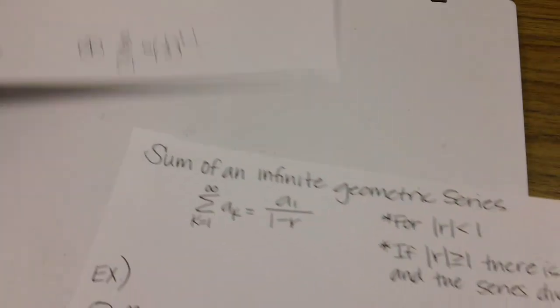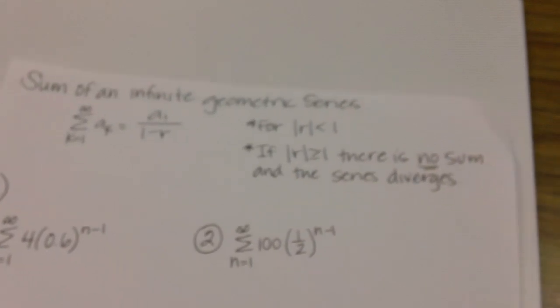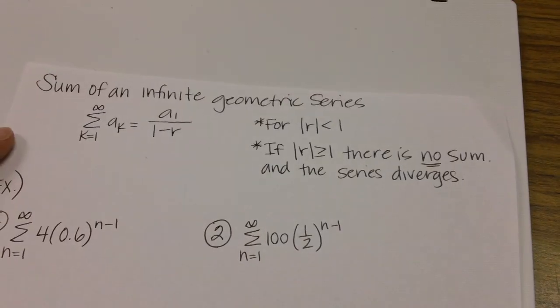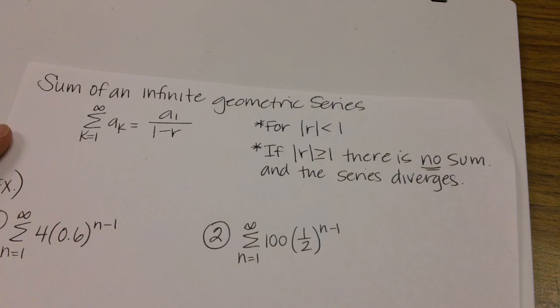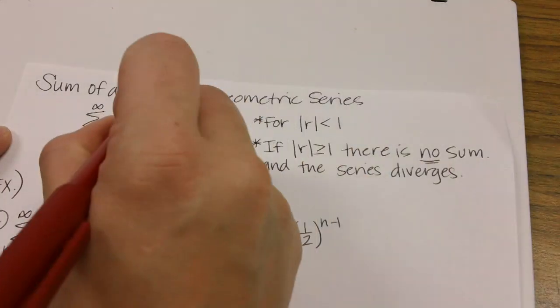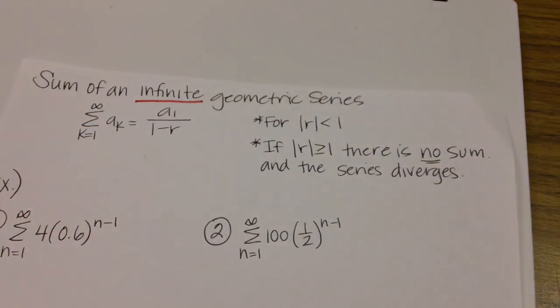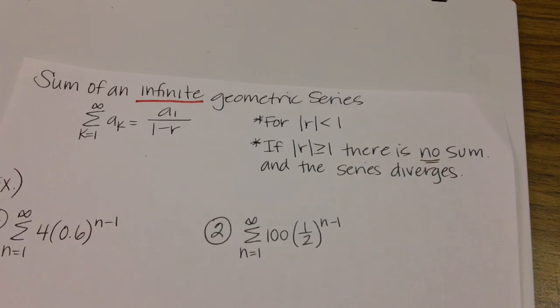Okay, now since we talked about the finite series, we now need to talk about what happens when we have an infinite geometric series. Alright, so the infinite part is important. Remember, the infinite series means it goes from 1 to infinity. So if we have the sum from 1 to infinity of ak, that is going to be equivalent to a1, our initial value, over 1 minus r.